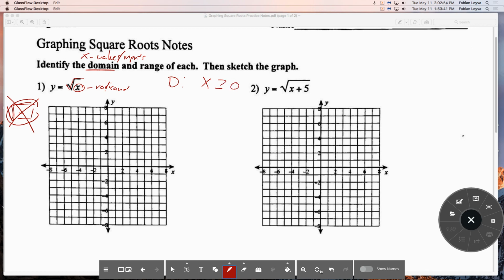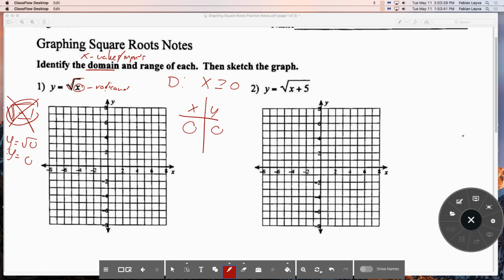Now that I know my domain is x is greater than or equal to 0, I can analyze that and know that the only values I can plug into this equation are the x values that are greater than or equal to 0. So if I'm going to start plotting points to help me get the general shape of the graph, the first value I always want to start with is the first value of my domain, which is 0. Now, let's plug in this value. y is equal to the square root of 0. The square root of 0 is just 0. So if my input is 0, my output is also 0.